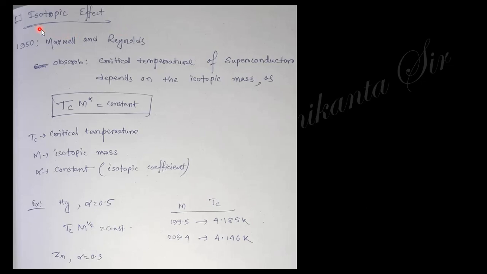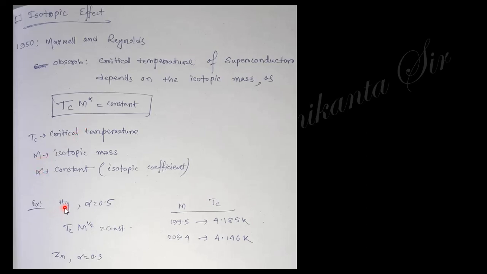The next important thing is the isotope effect. Isotope effect means, you know, in the metal there are various isotopes, and the masses of these isotopes are different. So the critical temperature depends on the isotopes. That means with changing the mass of this material, that is with a different isotope, the critical temperature is also different.